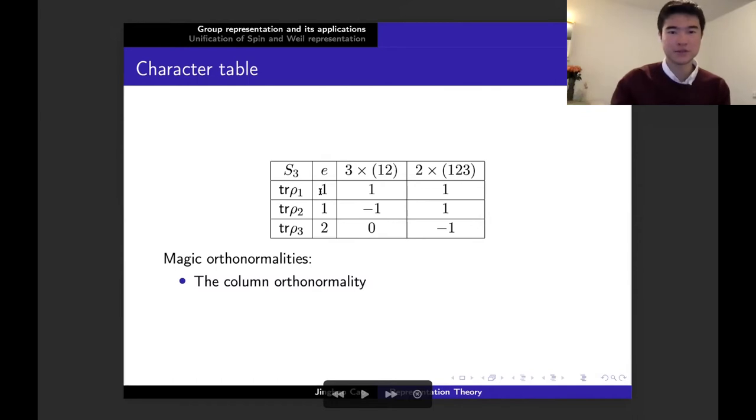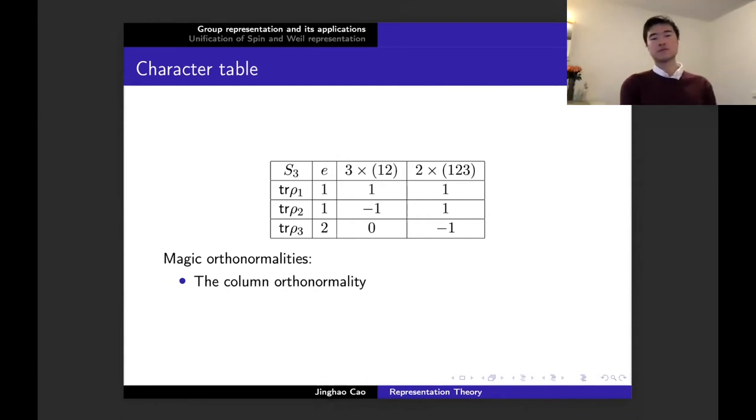So it looks like black magic we're doing. Why are we looking at trace, and what is it giving us about the information of the group S3? But there are actually a lot of fun facts about this character table.